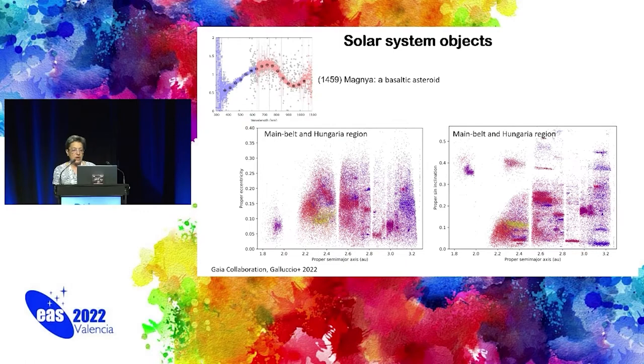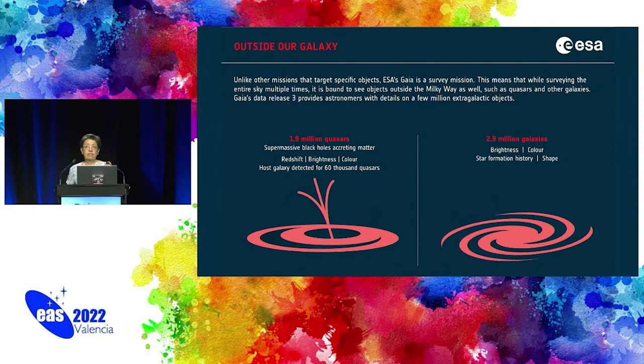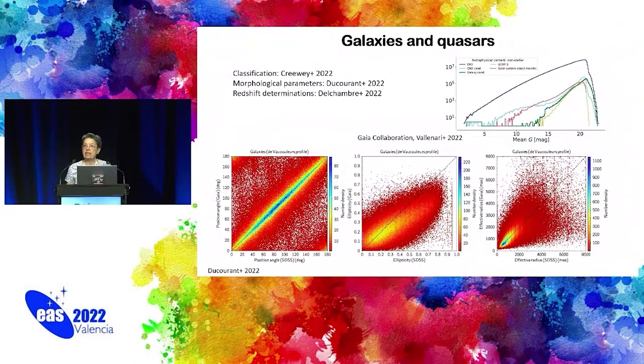formation of those asteroids. Again, we do not observe only stars or solar system objects, but also far distant galaxies or quasars, which may have a point-like appearance in the focal plane, and we also observe them. We have 2 million quasars and about 3 million galaxies, for which we have determined morphological parameters like the ellipticity, the position angle, and also the effective radius. And here you have the comparison with the external catalogs, with the SDSS catalog, and there is quite a good correlation.